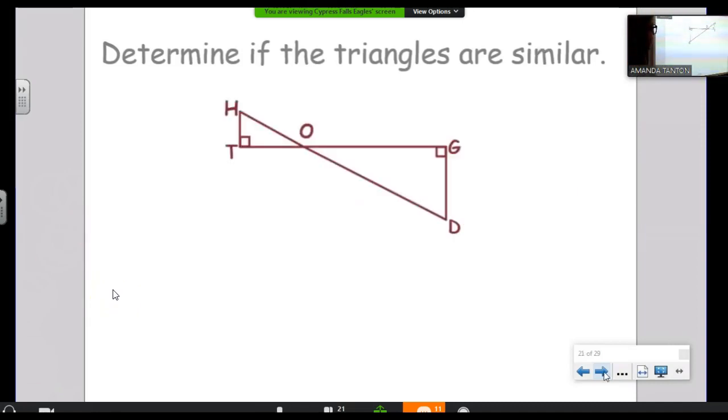Hot dog. We haven't used this in a while. It's a little rusty, but we have the good old vertical angle theorem that we can employ here. So arc, arc, and done. Guilty of being similar by angle, angle.